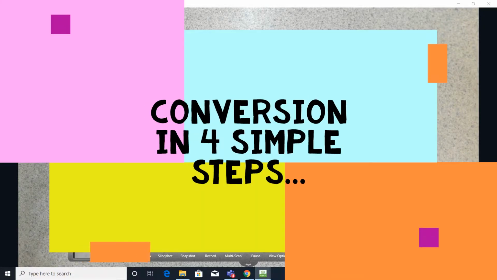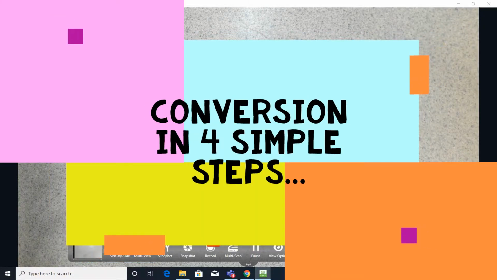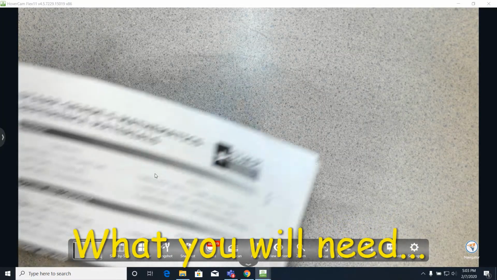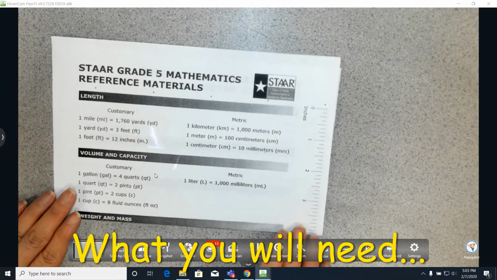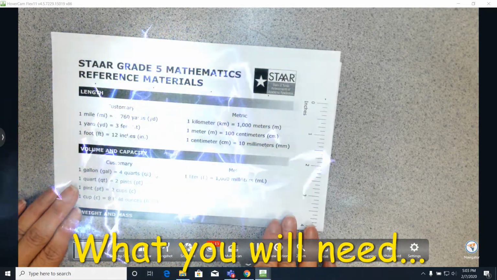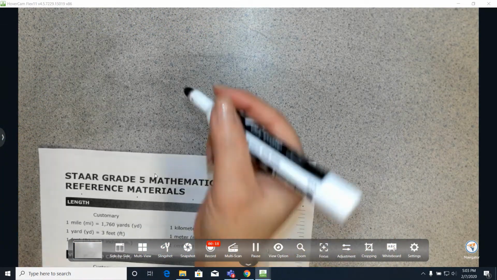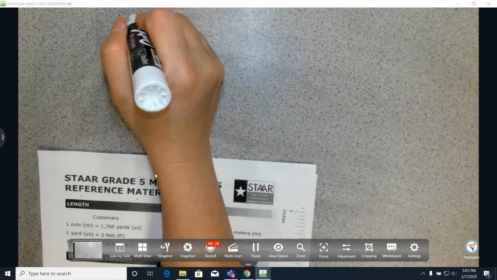Alright, we're going to be working on conversions today. I'm going to be talking about one step, two steps, and even three steps conversions. And for conversion problems, we will be needing the reference materials or the reference chart. An example of a one-step conversion may look something like this.